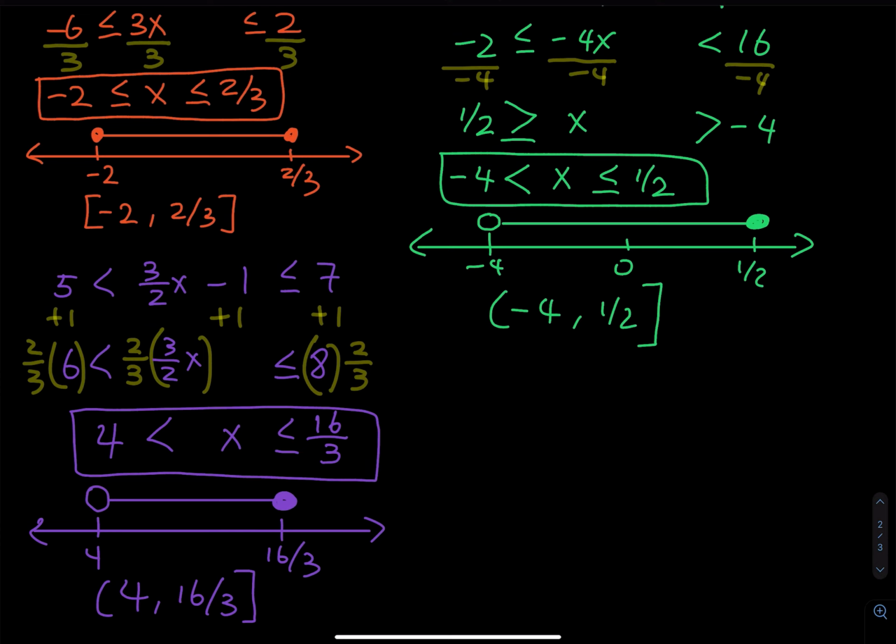Okay, what happens if the middle is like this? What happens if you have -2/3 less than or equal to, how about (-2x + 1) divided by 6? You have a big fraction in the middle, less than or equal to 1 over 4.